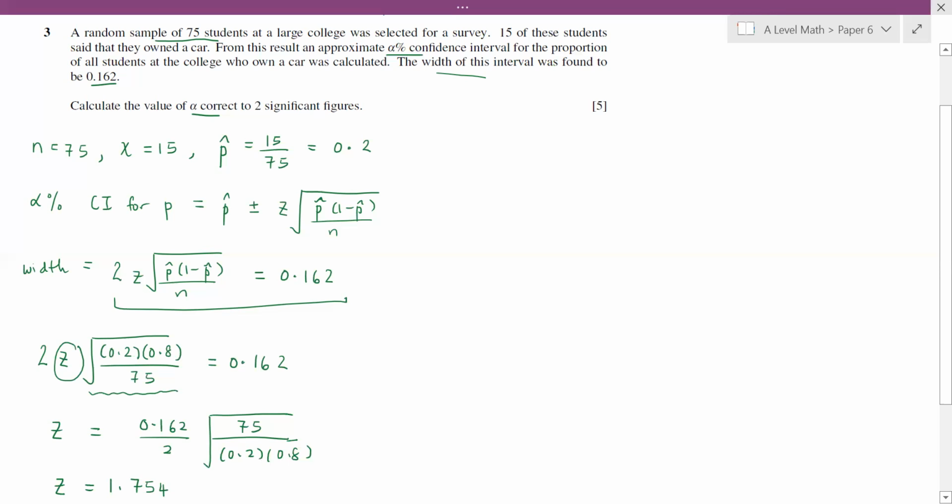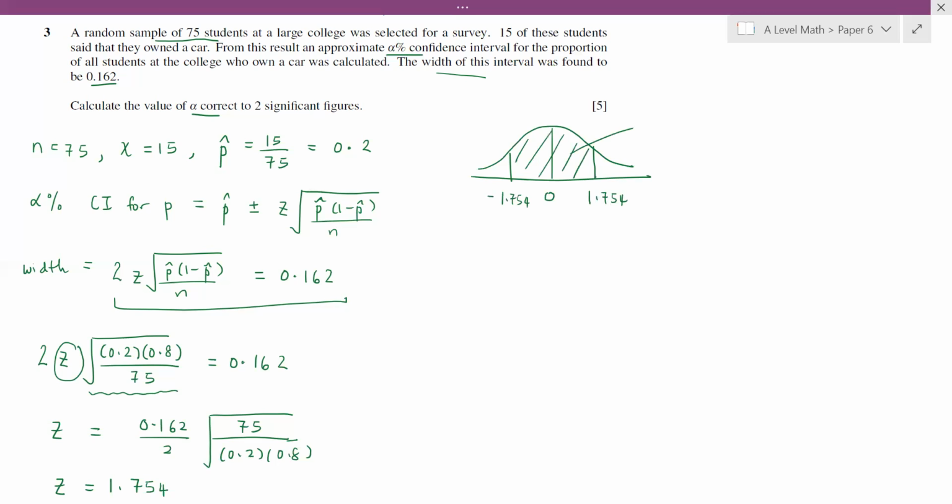If Z equals 1.754, what we want is to find the value of alpha. So for the alpha confidence interval, since we use a Z distribution here, this is 1.754, which is the critical value. We have 1.754. This is negative 1.754 to give us a confidence interval. That area is alpha. So in order to find alpha, we use the standard normal table.